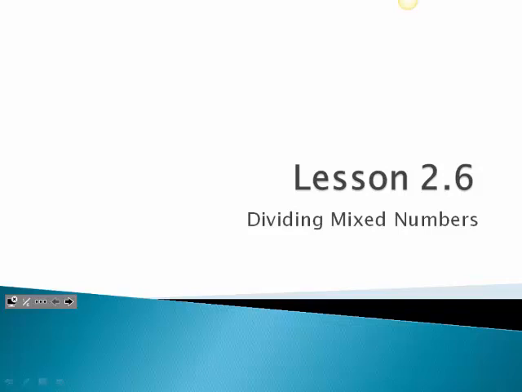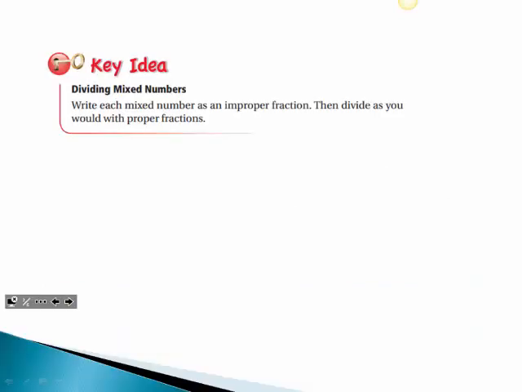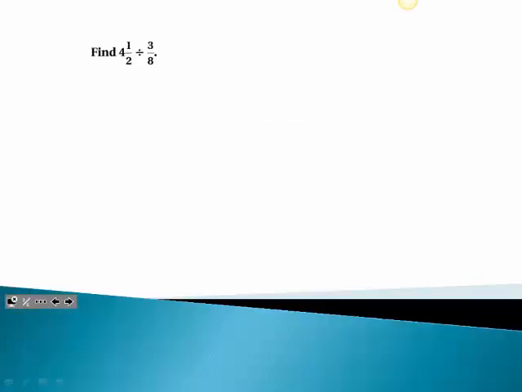Okay guys, lesson 2.6, dividing mixed numbers. If we're dividing mixed numbers, we have to write each mixed number as an improper fraction. If you notice, when we divided those numbers, we had to keep, change, flip. You can't flip a mixed number. You need to make sure that you turn that mixed number into an improper fraction so that you can flip it. Okay, that's the key part of this lesson.